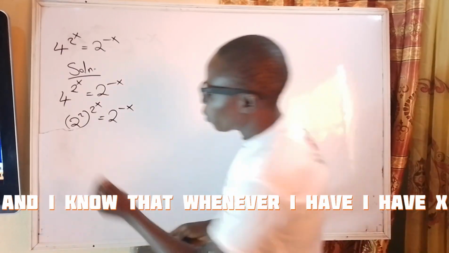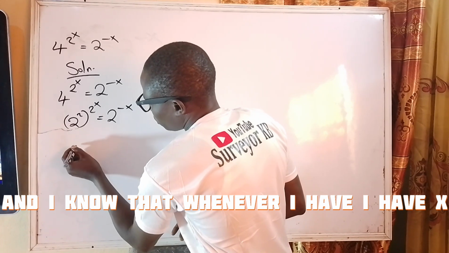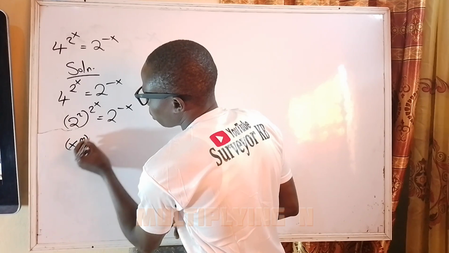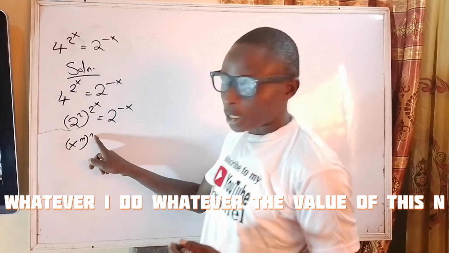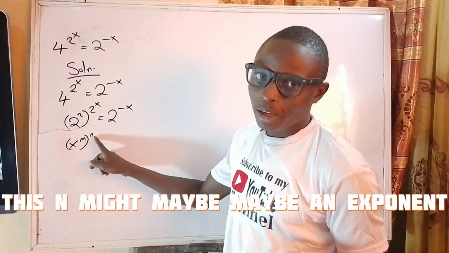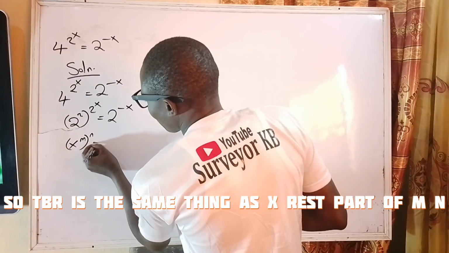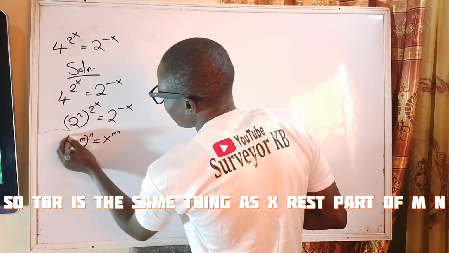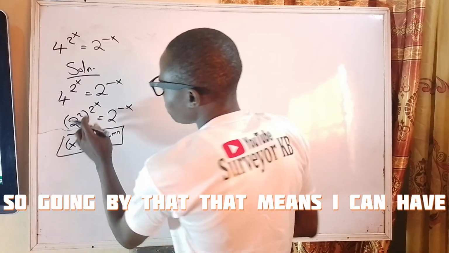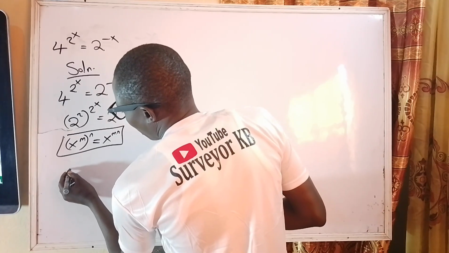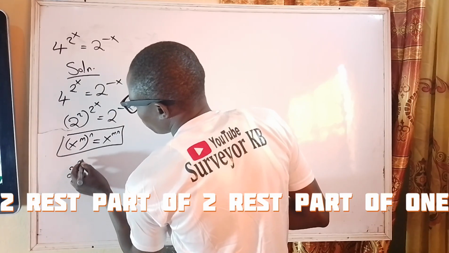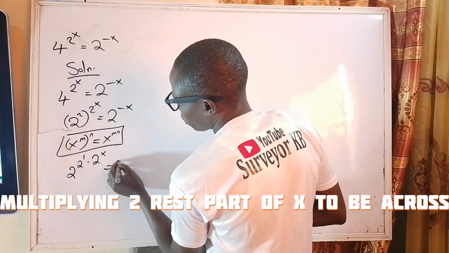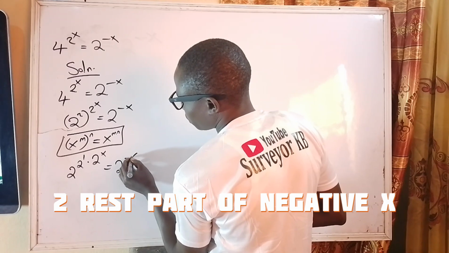And I know that whenever I have x raised to the power of m multiplying n, whatever the value of this n may be, an exponent, it is the same thing as x raised to the power of m times n. So going by that, I can have 2 raised to the power of 1 multiplying 2 raised to the power of x to be equal to 2 raised to the power of negative x.